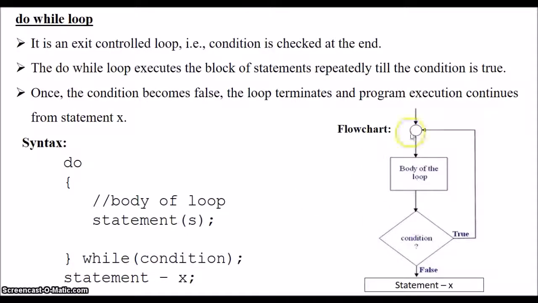Let's check the flowchart. The body of the loop is executed, then the condition is checked. The condition is true, go back and execute the body of the loop. Again check for the condition. Condition is true, go back and execute the body of the loop. Check for the condition. Condition is true and execute the body of the loop. So a sort of loop is created at this point. Check the condition. If the condition is true, execute the body of the loop. This loop executes, or the body of the loop executes, till the condition is true. Once the condition is false, the program execution continues from statement X.